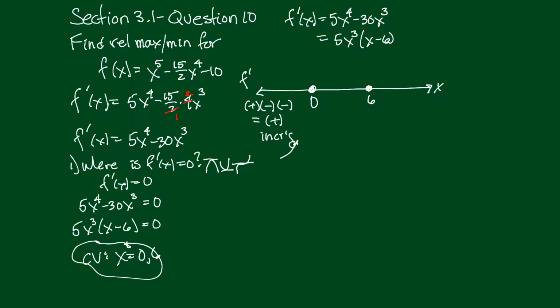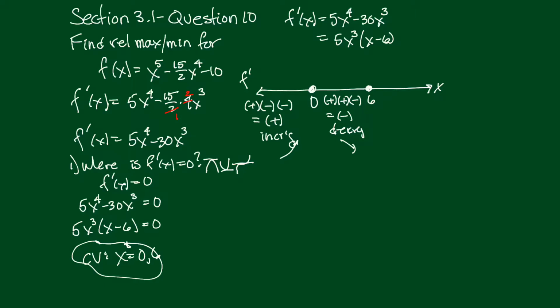Now, let's look at this interval right here between 0 and 6. I'll pick any number, but maybe 1. Pick 1, make it easy. So if I put 1 in all three of these factors, the 5, positive always. If I put in the 1 here, 1 cubed, that's 1, that's positive. And then put in 1 here, 1 minus 6 is negative. Multiply those together, I get a negative. So the function in this interval is decreasing, going down.